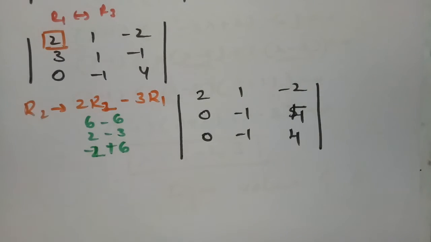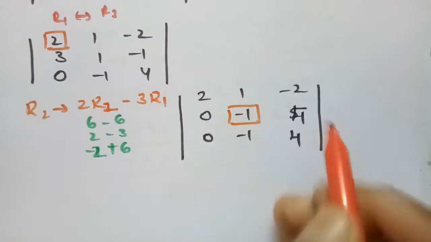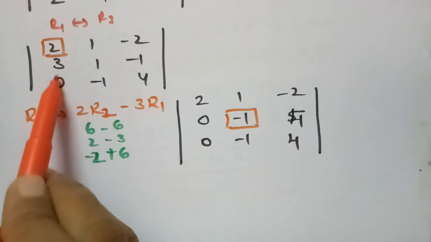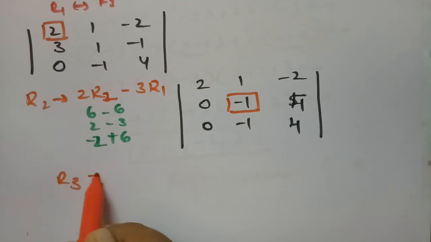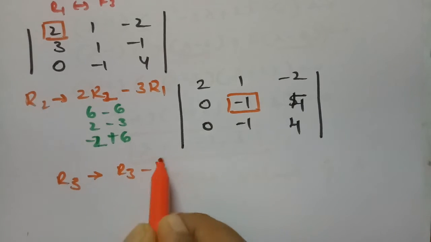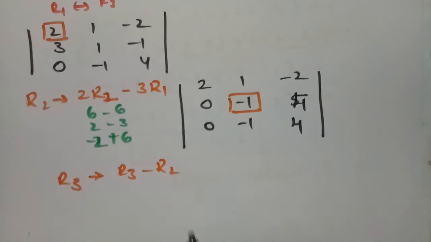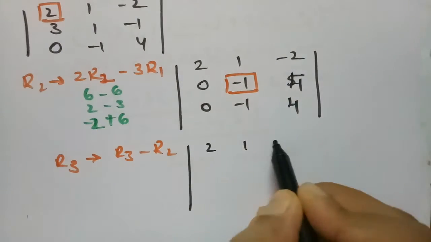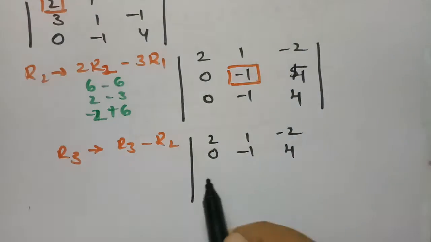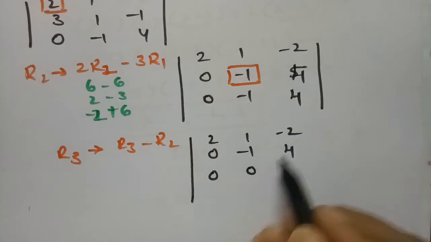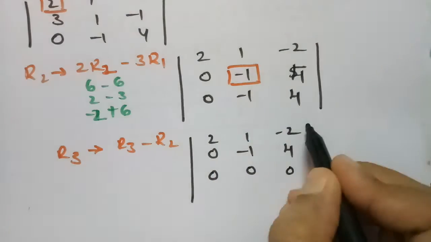And the next one is the next diagonal element. I am using this. So first I used this and made these two 0, and using this I have to make this 0. So then R3 will be R3 minus R2. So this will be 2 1 minus 2, 0 minus 1 4, and if I subtract from this, minus 1 plus 1 this is 0 and 4 minus 4 this is again 0.